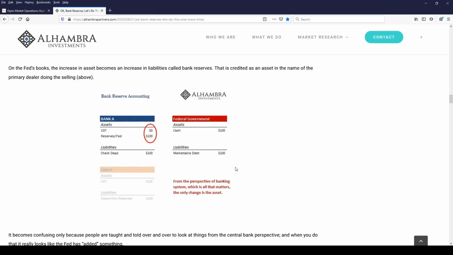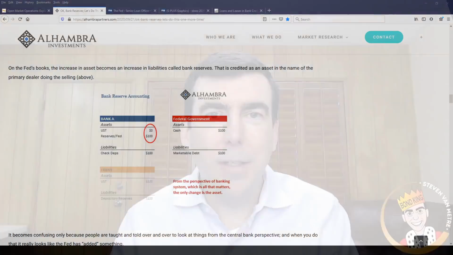And so from the perspective of the banking system, this is all that matters. This is how they've changed the asset. They've changed the Treasury security into a reserve asset. No money has been printed in this process. So as you can see, the purpose of quantitative easing is to lower rates. And this is why QE is bond bullish. But we'll cover more on that a little bit later. So quantitative easing injects reserves into the system.